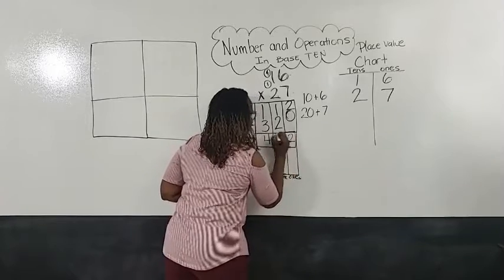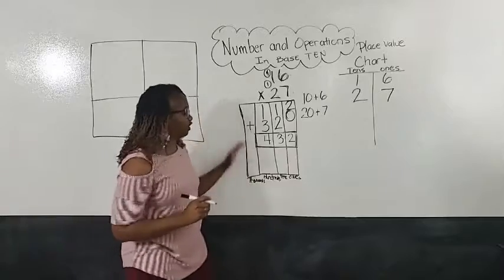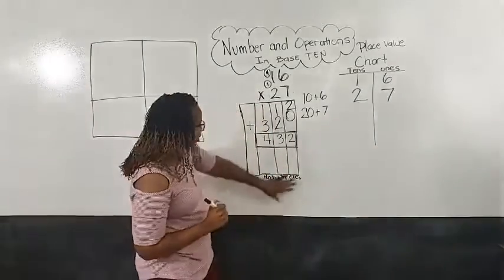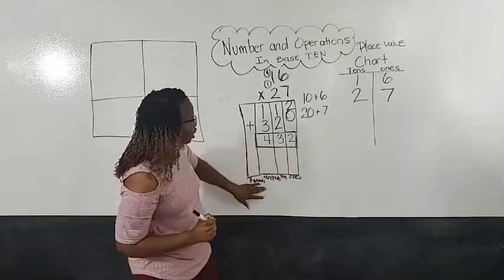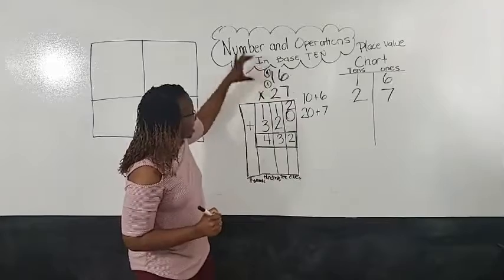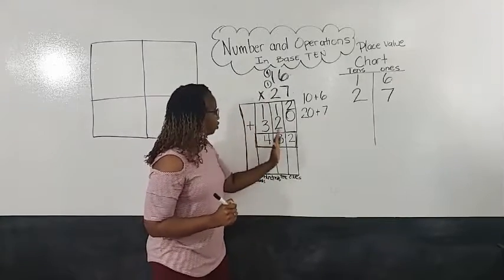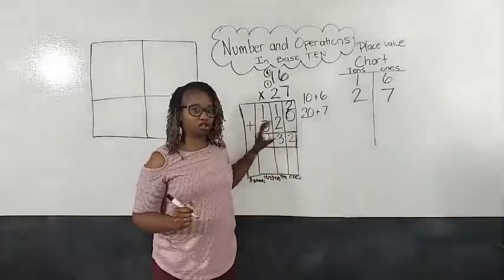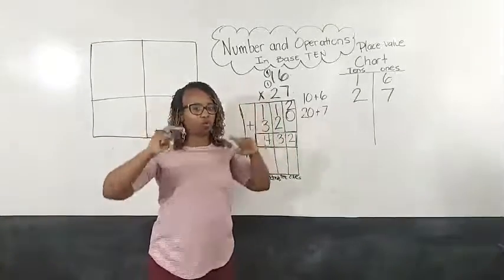I'm showing it in the standard way of multiplying, but I'm also being very, very intentional about them knowing the place value. So right here, I have 2 1s, 3 10s, and 4 hundreds. When I multiply 16 by 27, I get 4 hundreds, 3 10s, and 2 ones, which makes the number 432. It's about them actually understanding and processing what's happening.